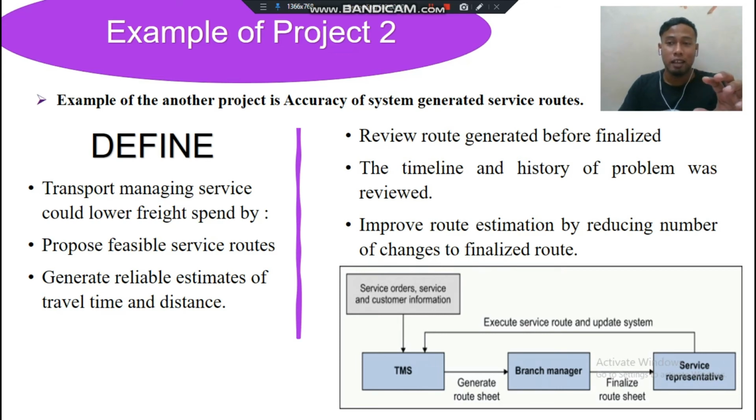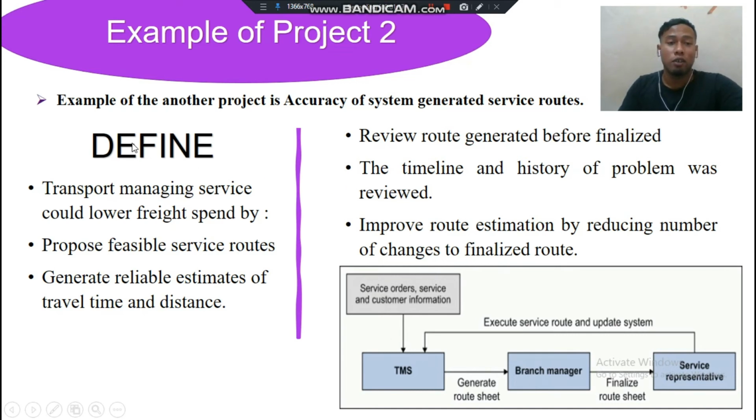This company uses a third-party company, which is a transport management service, for their route system. So the transport management service could lower freight spend by proposing feasible service routes and generating reliable estimates of travel time and distance. Okay, this is the process flow for generating service routes.